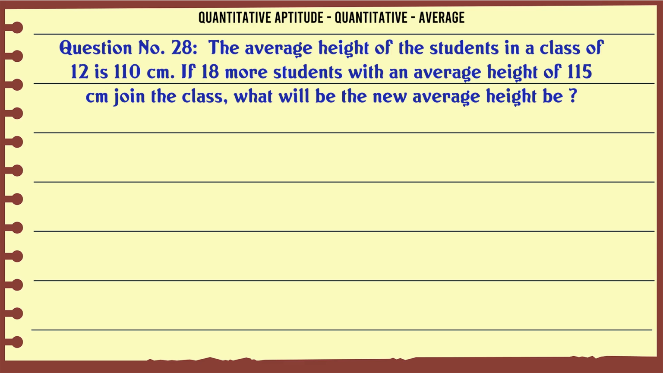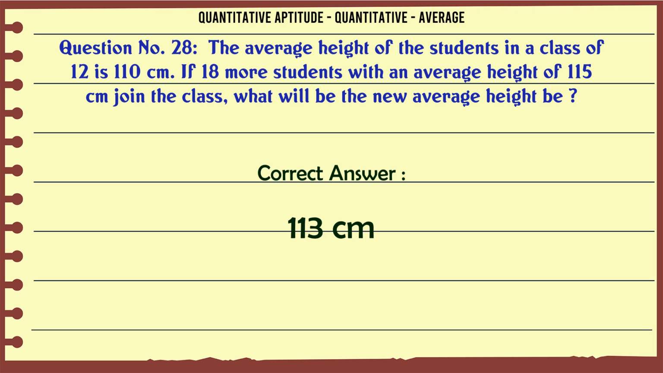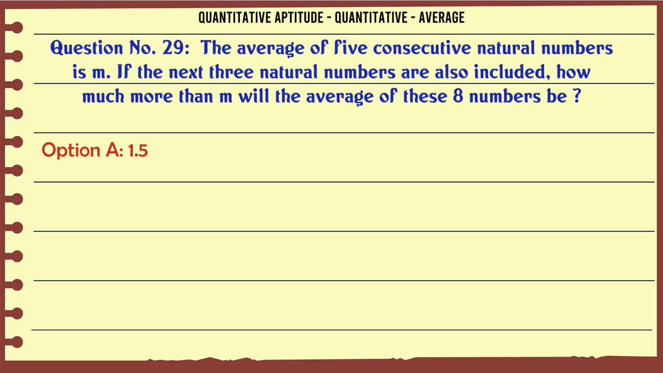The average height of the students in a class of 12 is 110 centimeters. If 18 more students with an average height of 115 centimeters join the class, what will be the new average height? A 92 centimeters, B 95 centimeters, C 102 centimeters, D 113 centimeters. The correct answer is 113 centimeters.